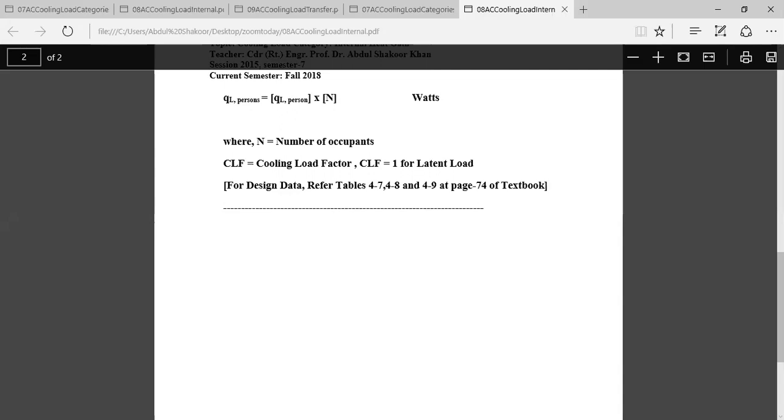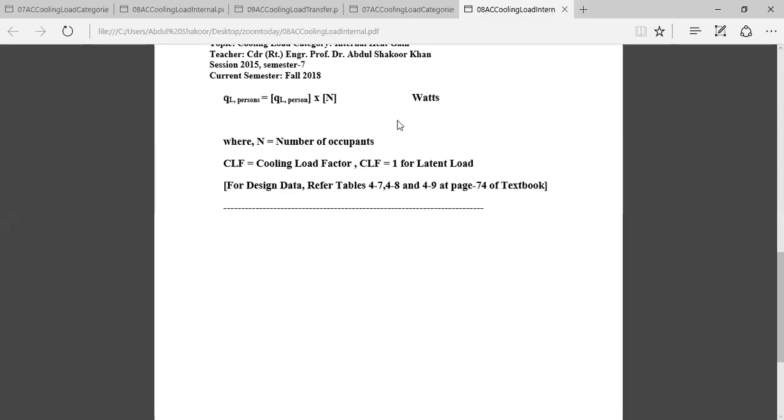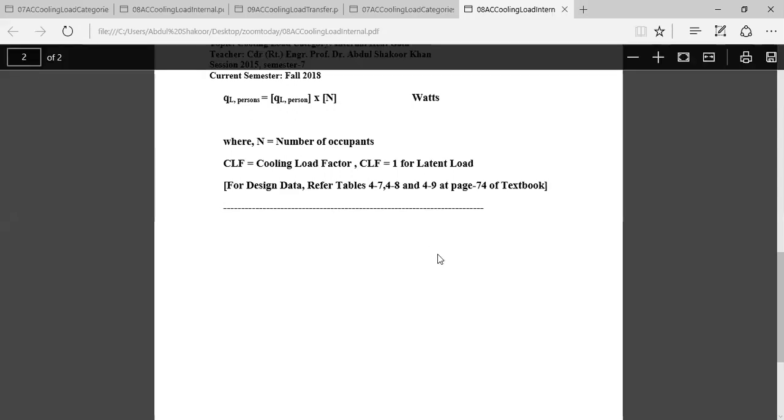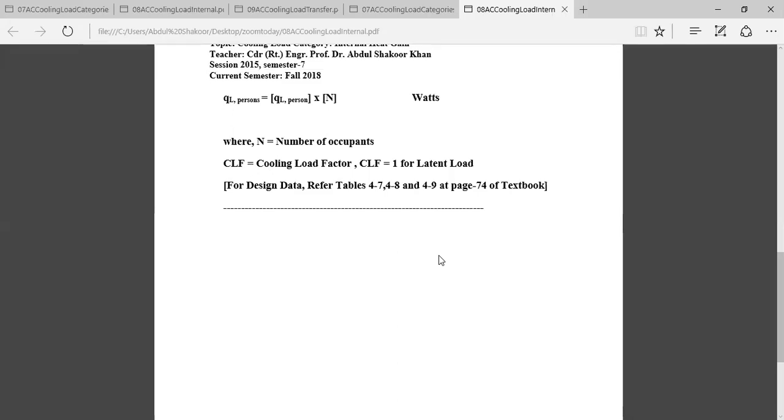And the formula is Q latent of each person multiplied by number of persons. It is written here in watts. Now this data is also available in design tables, design handbooks. And your textbook also, and it is included in your reference material.